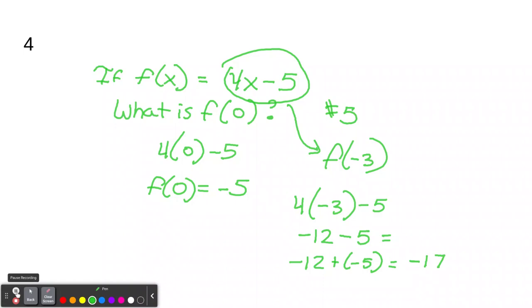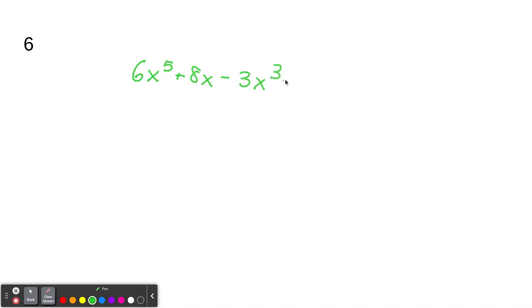All right. Okay, number 6. Let's say you had, and we'll keep green, 6x to the 5th power plus 8x minus 3x to the 3rd power plus 7x to the 7th power. What would this be in standard form? How would you write this in standard form?